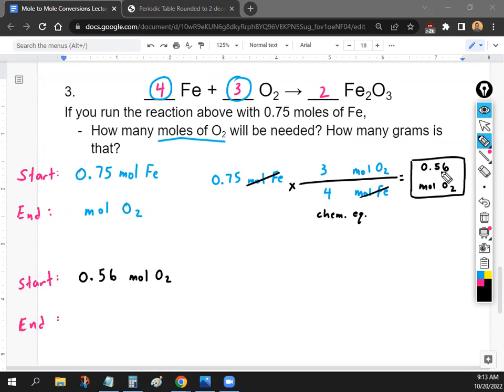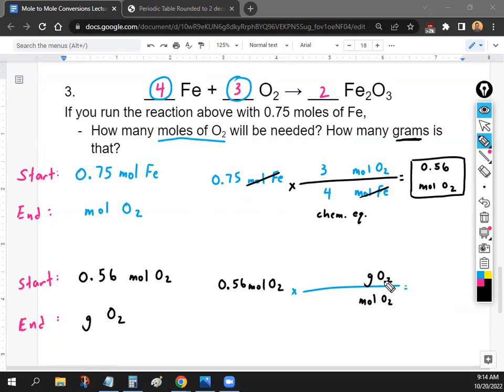Okay, so we start with this number and we're trying to turn it into grams, right? So this time we're going to change this to grams of O2. All right, so we're going to take our starting number, which is 0.56 moles of O2. We're going to set up a fraction. If I want to get rid of moles of O2, where should I put it on this fraction? The bottom. And since we're looking for grams, we're going to put grams of O2 on the top.